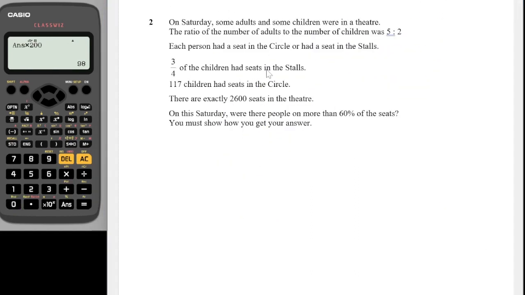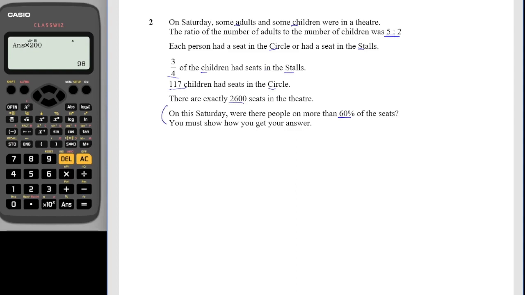Okay, question 2. On Saturday, some adults and children went to a theatre. The ratio of the number of adults to children was 5 to 2. Each person had a seat in either the circle or the stall. 3/4 of the children had a seat in the stall. 117 children had seats in the circle. There are exactly 2,600 seats. On this Saturday, were there people in more than 60%?